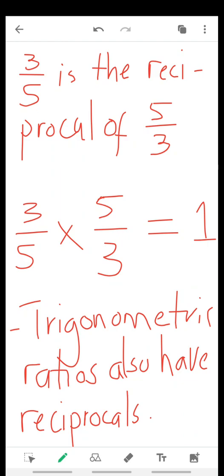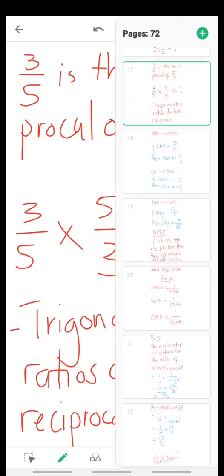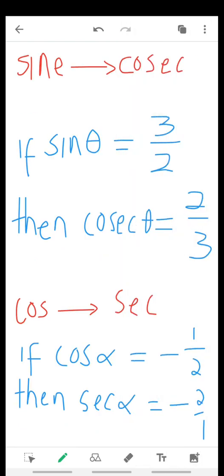Okay, similarly, in our trigonometric ratios, we can get their reciprocals. Trigonometric ratios also have reciprocals, and let us look into that one. So, what do we call the reciprocal of sine? They have their special names, and you need to know them and learn them. The reciprocal of sine, which is opposite over hypotenuse, is what we call cosec. Meaning cosec will be hypotenuse over opposite.